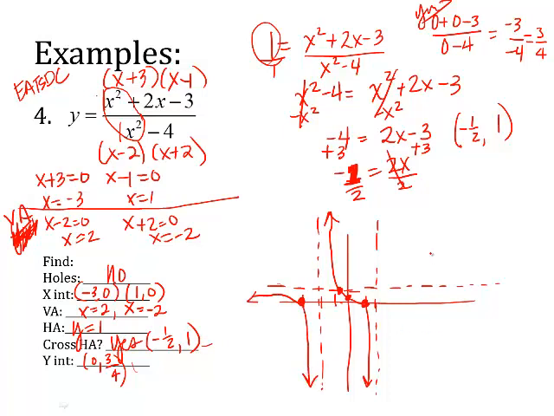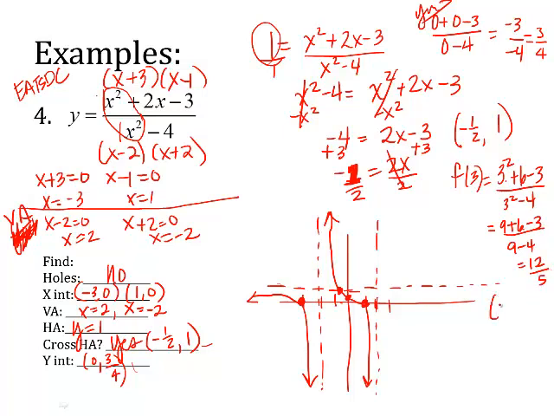Now over on the right, we don't know. We need to pick a point. We know the asymptote's at 2, so let's use 3. What is f of 3? I put it in: 3 squared plus 6 minus 3 over 3 squared minus 4. So 9 plus 6 minus 3 over 9 minus 4. That's 15 minus 3 is 12, and 9 minus 4 is 5.